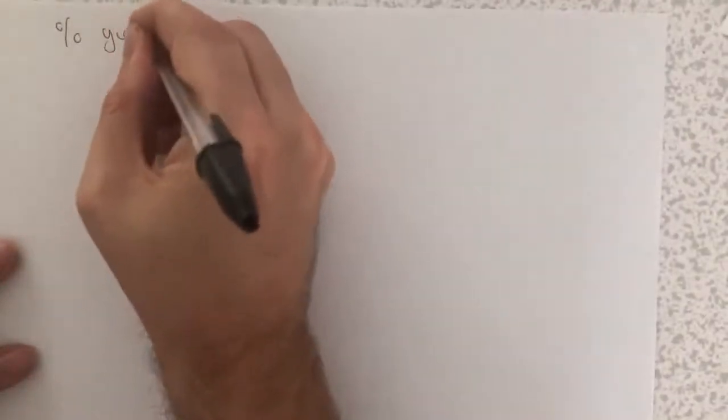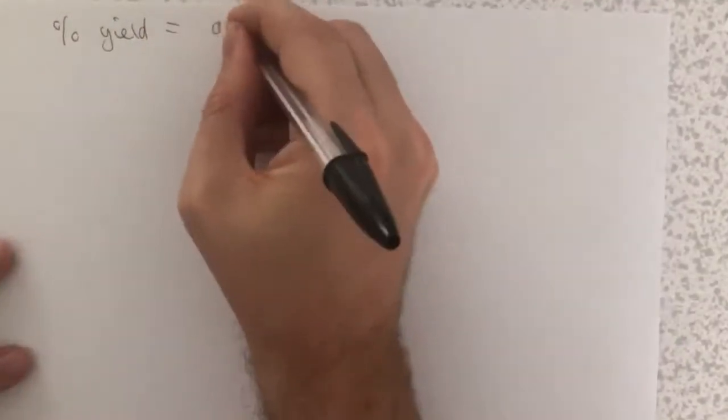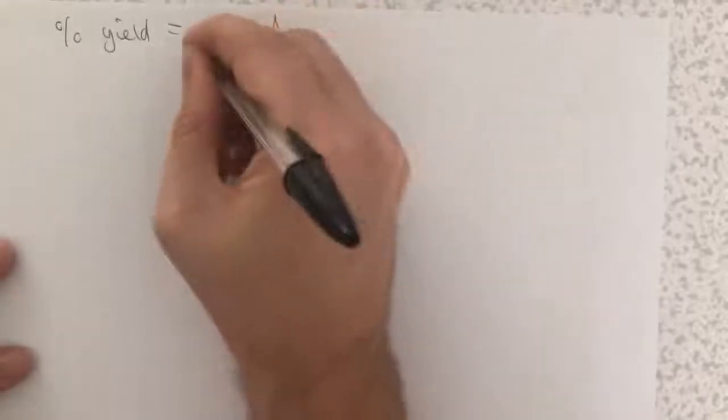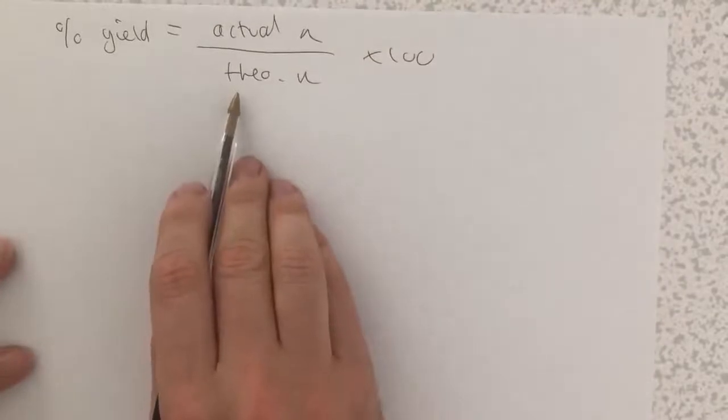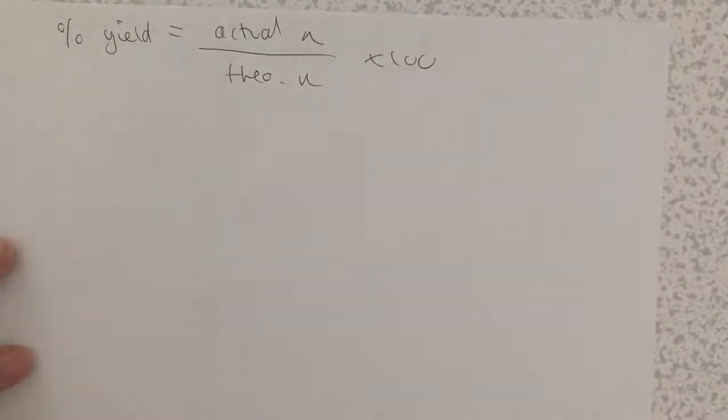Okay, so this question will really test your rearranging skills. That's what this is all about. So it's a percentage yield question. We know that percentage yield equals your actual moles over your theoretical moles times 100. Some people call this the maximum possible moles. That's fine, just a different name for the same thing.